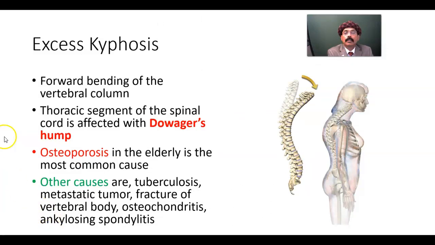Okay, here is forward bending of the vertebral column, where the thoracic segment of the spine is affected with a dowager's hump. Here is the dowager's hump. Osteoporosis in the elderly is the most common cause. Other causes are tuberculosis, metastatic tumor, fracture of the vertebral body, osteochondritis, and ankylosing spondylitis.